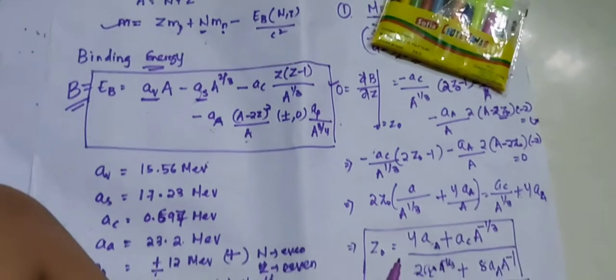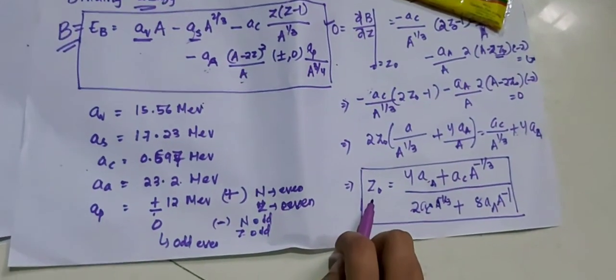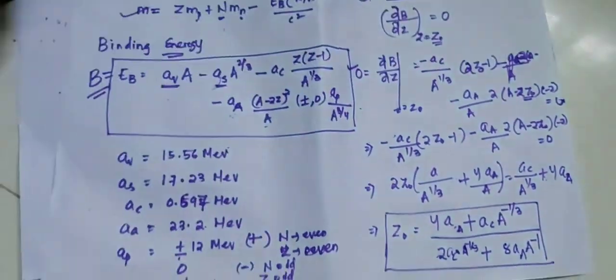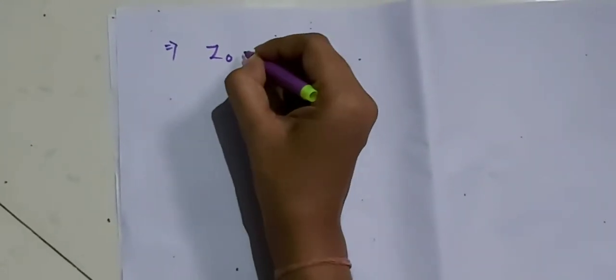By using this formula I can find out the most stable nuclei, or if I do a little more calculation, I can get a simpler equation. I would prefer the simpler formula, as that will be easier. I am not doing that because of insufficient time, but after a little more calculation you can also do this bit of mathematics.